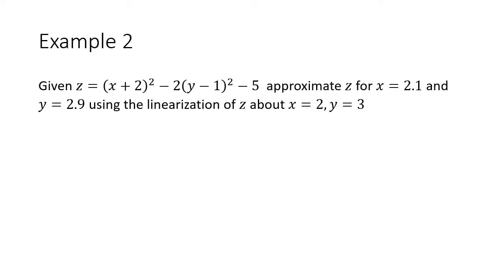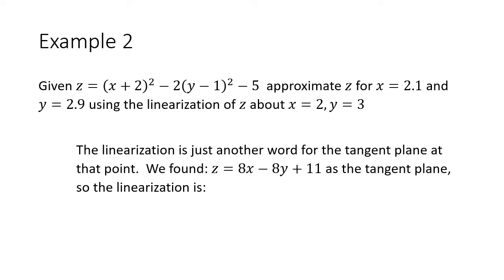All right, so given a surface, and we're actually going to be using the same surface from example 1, I want to approximate what my function would equal for x equals 2.1 and y equals 2.9 using that linearization around x equals 2, y equals 3. Well, again, this is the same function from example 1, and my x and y coordinates are the same. So my tangent plane, or my linearization, is the same one as I found before. Z equals 8x minus 8y plus 11. So there's my linearization, right? So L of x and y is my 8x minus 8y plus 11.